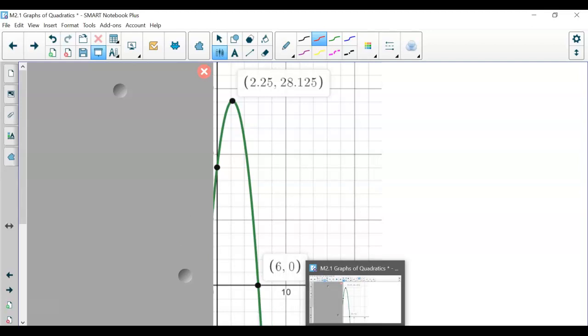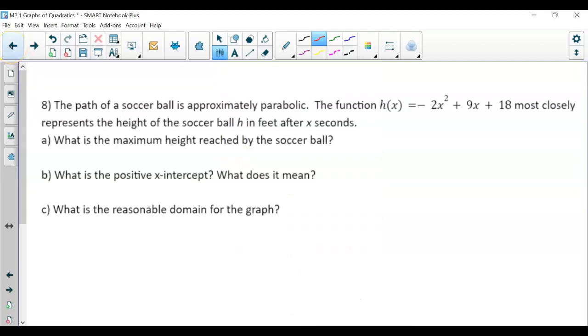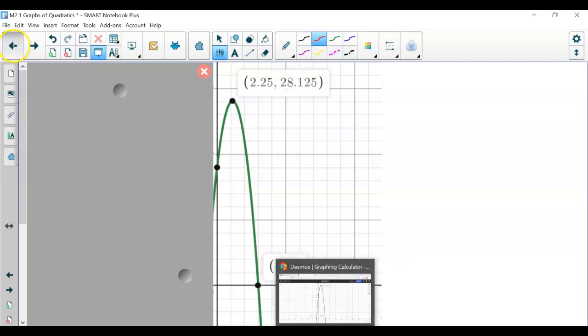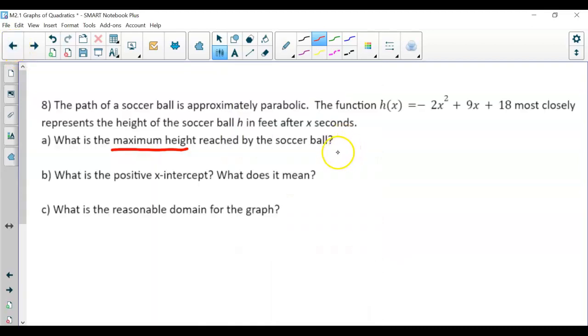So for the first question, what is the maximum height? What is the maximum height reached by the soccer ball? You should have used the vertex. So what is the maximum height? A little over 28 feet. It took a little over 2 seconds for it to reach 28.125 feet. So 28.125 feet.